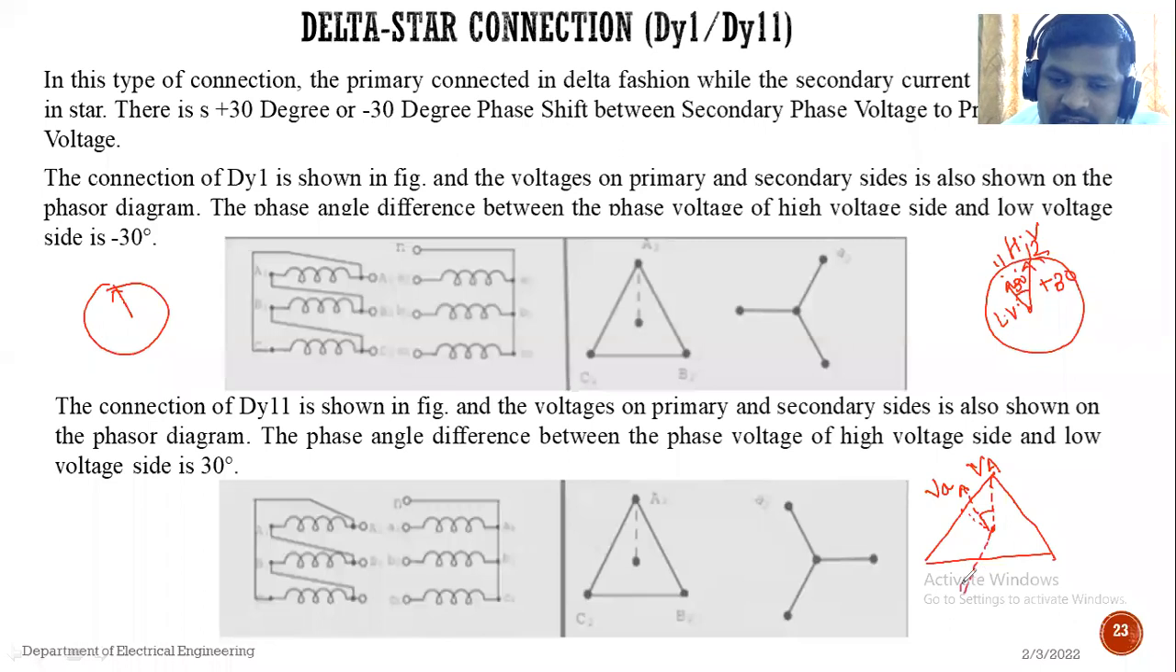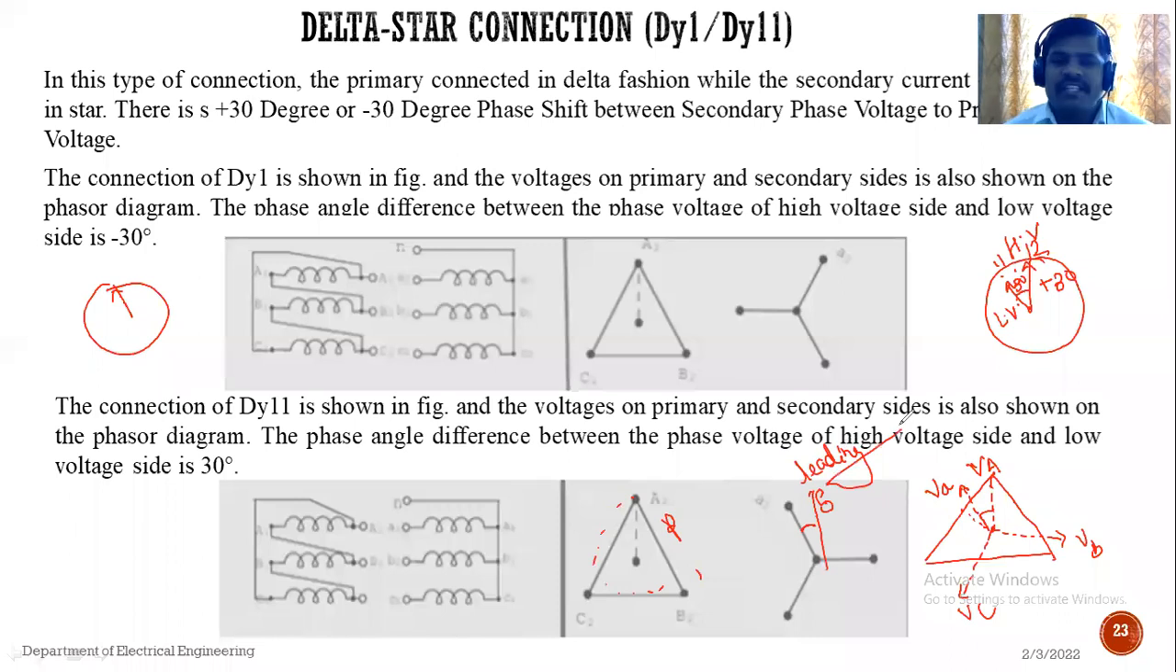Similarly, we can draw here it is VC. Similarly, we can draw here it is VB. Okay. So see, it leads the VA of the primary winding by an angle of 30 degrees. So here is the diagram: this is the delta connected primary, this is the star connected secondary, and the phase displacement between these two is nothing but plus 30 degree leading phase displacement. So these are the connections, delta star 1 and delta star 11.